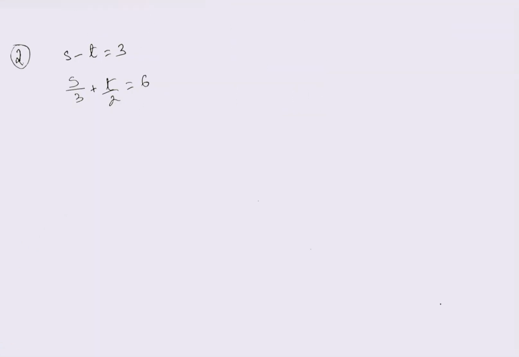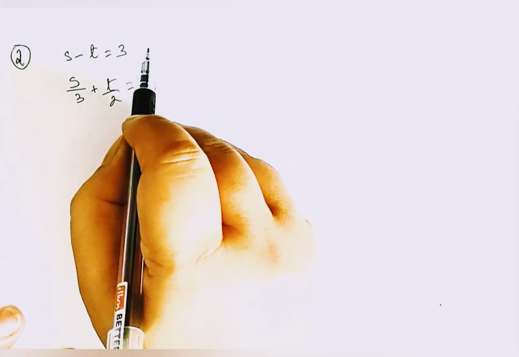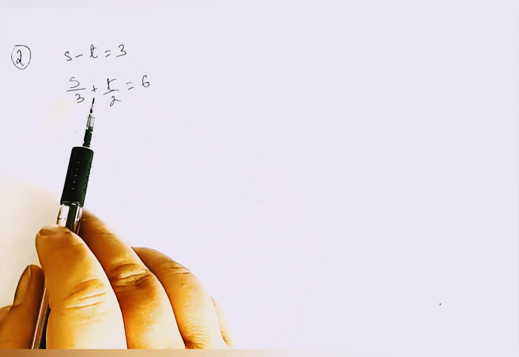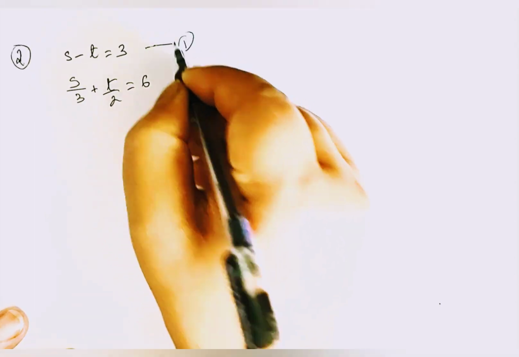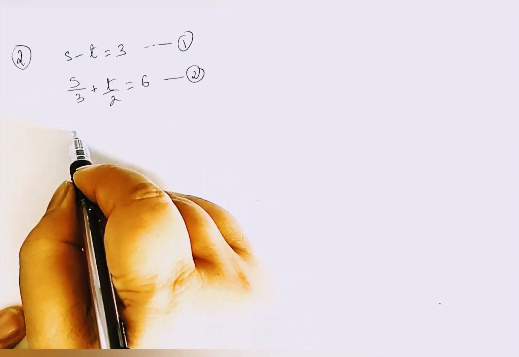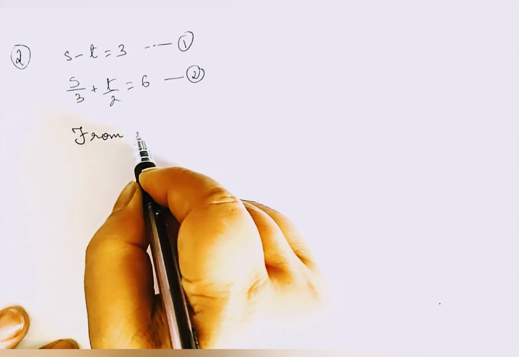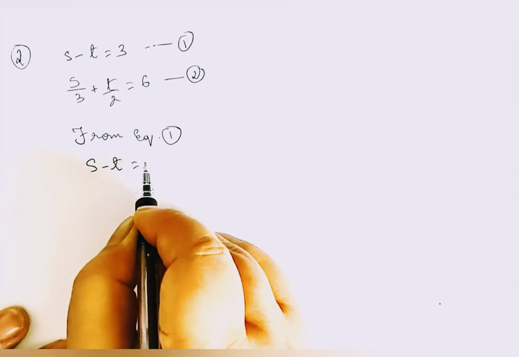Okay friends, this is question number 2 of exercise 3.3 class 10. Okay, let's do this sum. Now see friends, here the question is that s minus t equal to 3 and s by 3 plus t by 2 equal to 6. Let's name it as equation number 1 and this one is 2. This is the first thing you will do so that the sum becomes easy for you to do. Okay. Now see, from equation 1 what we are getting is, from equation 1 s minus t is equal to 3.